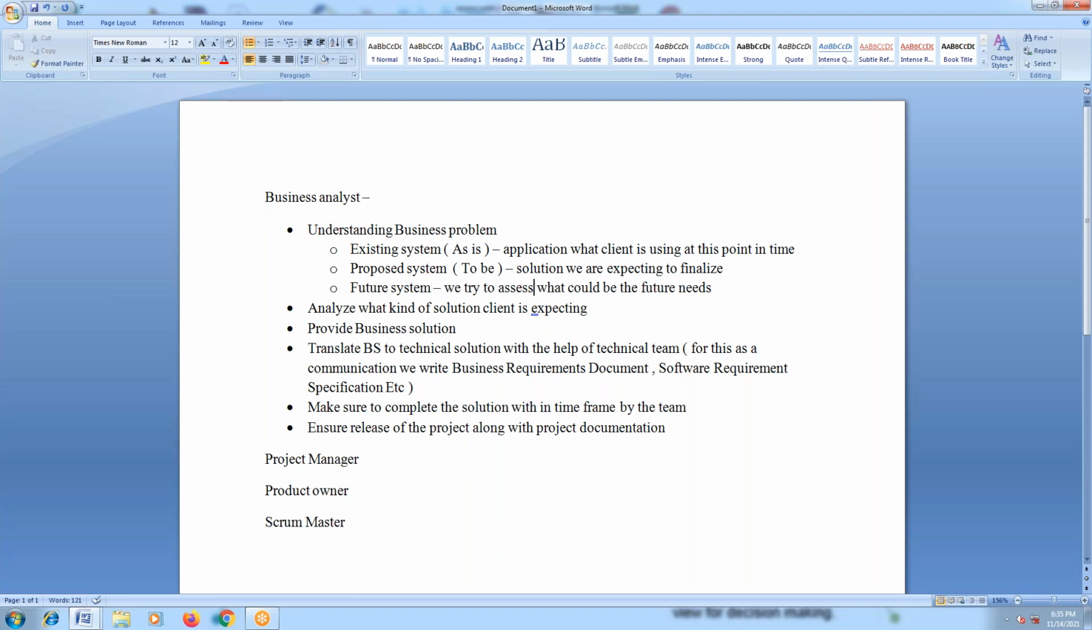Once we have studied the existing system, then we go for the proposed system. Followed by the proposed system, you go for the future system. What is the future system that is required? What kind of options? Because see, you have developed an application now, right from the beginning, right from scratch you have developed.